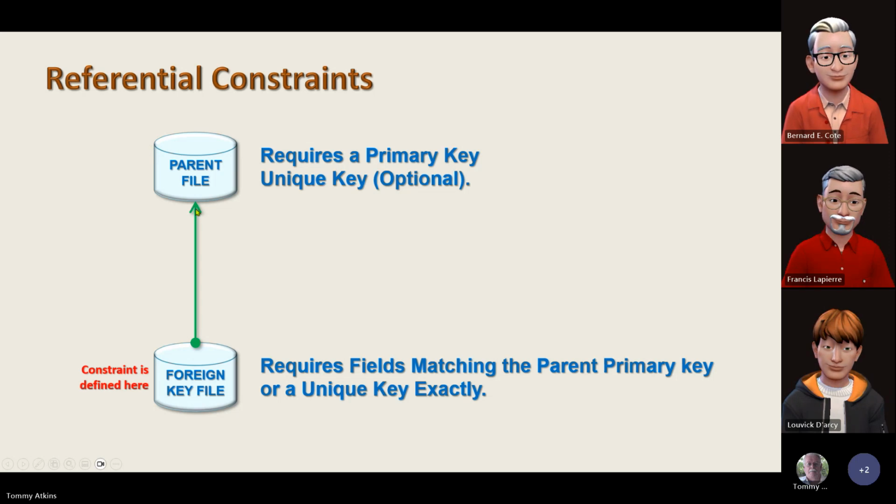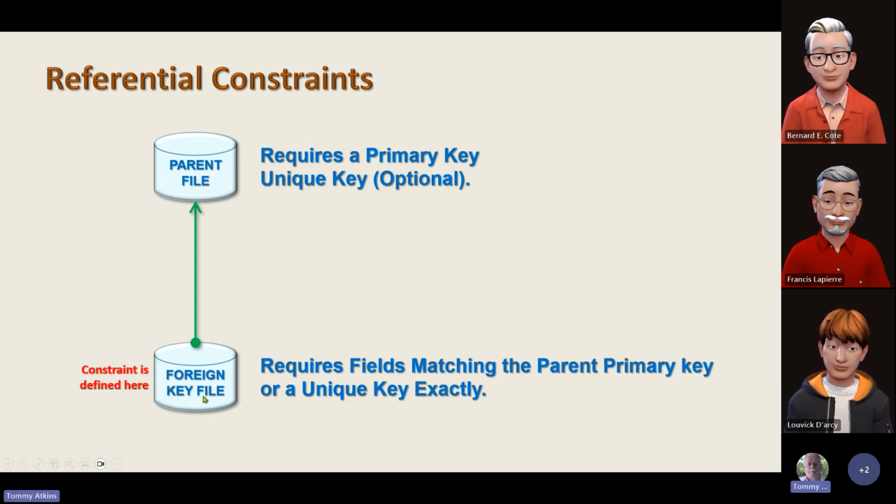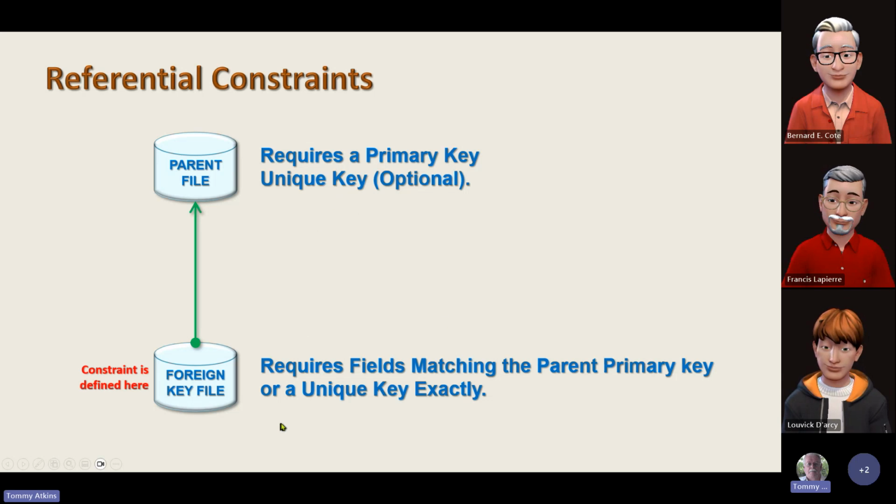Now, one to many is normal, but it requires that the foreign key file has more primary keys than the parent file. If you use the foreign key file and you match exactly its key to the parent file, then it must be a one-to-one relationship if the keys are identical. Does that make sense? Or am I confusing you?